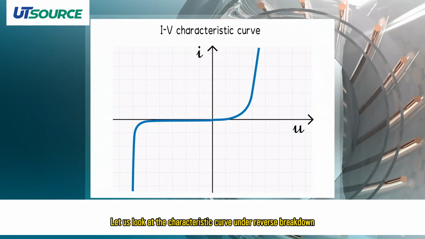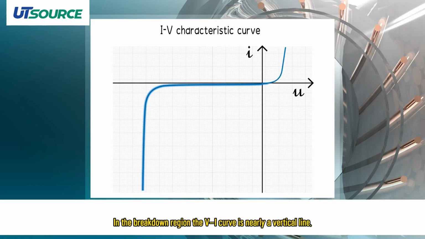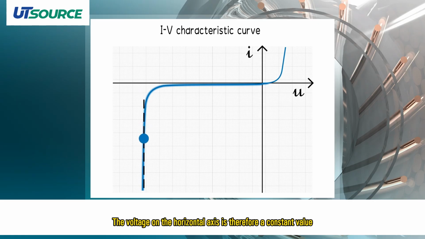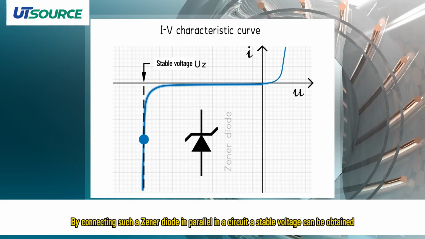Let us look at the characteristic curve under reverse breakdown. In the breakdown region, the VI curve is nearly a vertical line. This means that no matter how the operating point changes, it remains constrained by this curve. The voltage on the horizontal axis is therefore a constant value. By connecting such a Zener diode in parallel in a circuit, a stable voltage can be obtained.